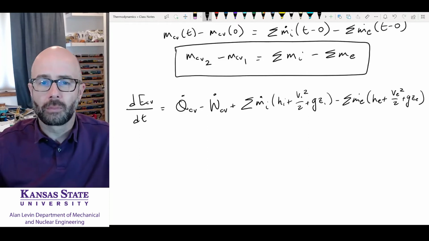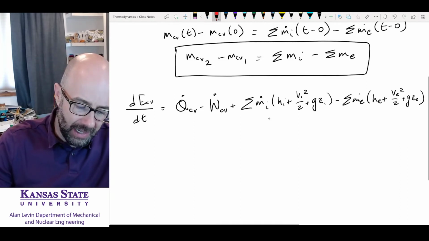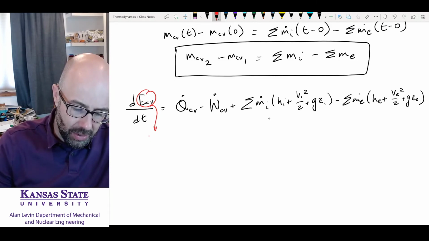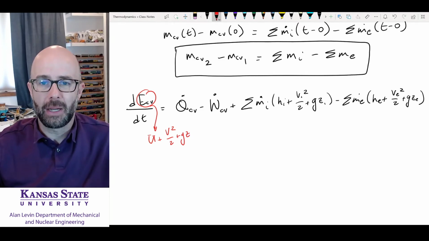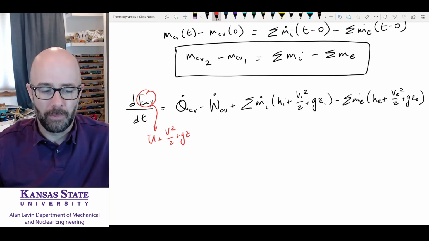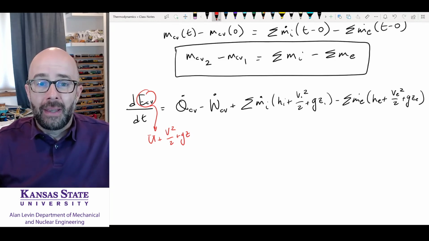Now, remember what we said here, that this energy of the control volume is really going to be equal to internal energy plus the kinetic energy plus the potential energy. That's really what that is. We're putting it into shorthand up here when we say the energy of a control volume. Now, I'm going to make an assumption here.